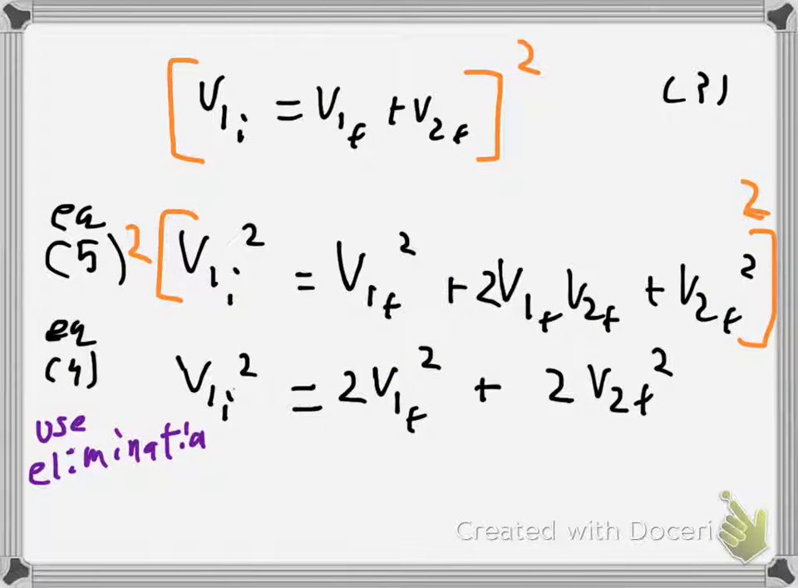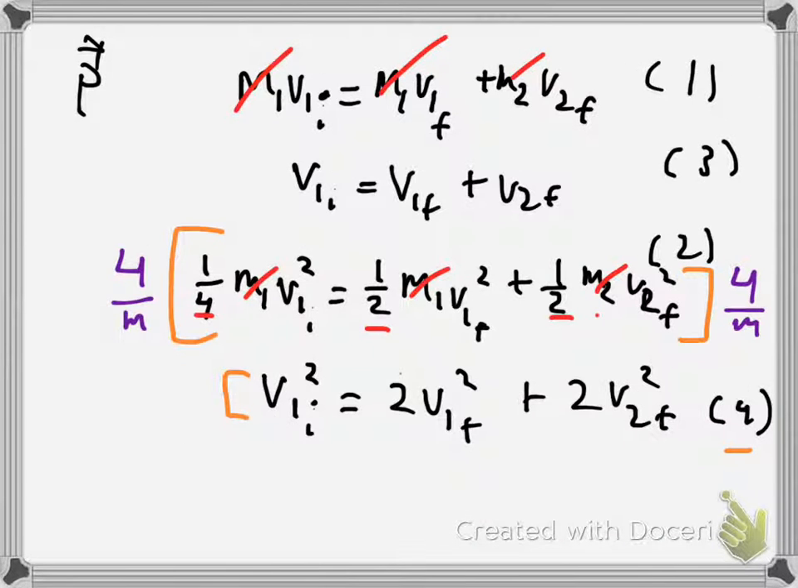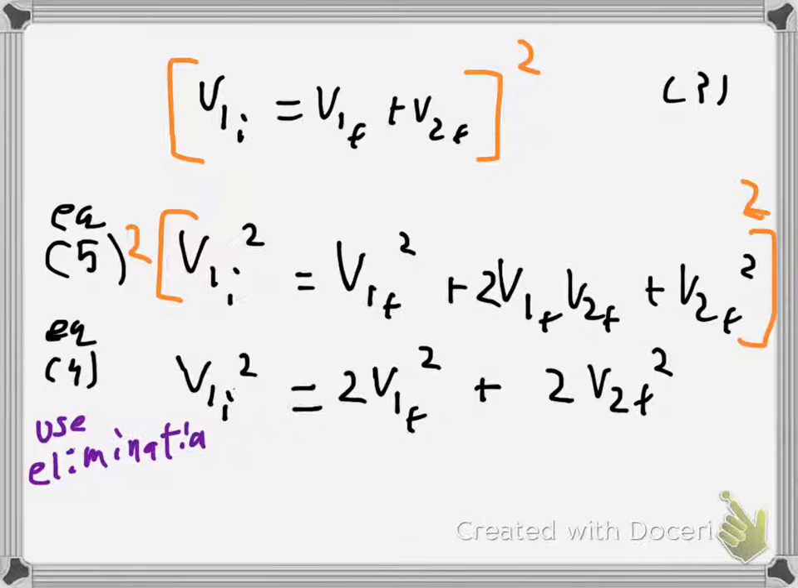So if we look at equation 3, which is the one from momentum right here, the other equation, equation 4, comes from energy. If we square this, and that's what the 2 is trying to show you, it is the square right here, so we're squaring the entire equation. We get V1 initial squared is equal to V1F squared plus 2 times V1F times V2F plus V2F squared.